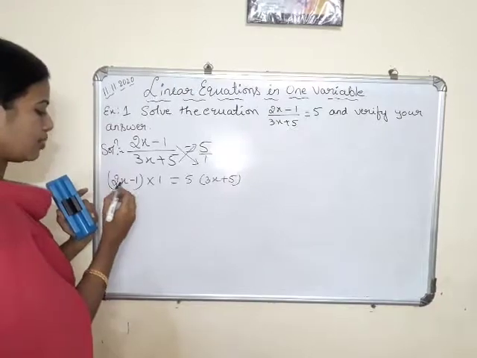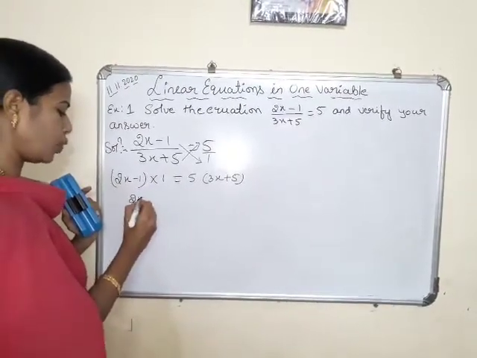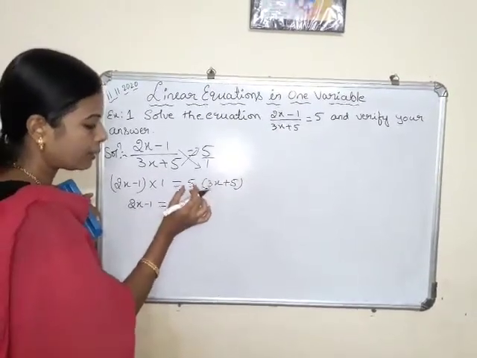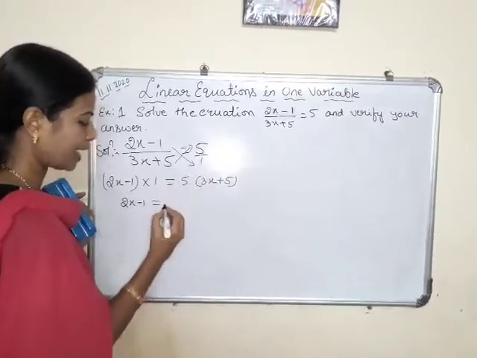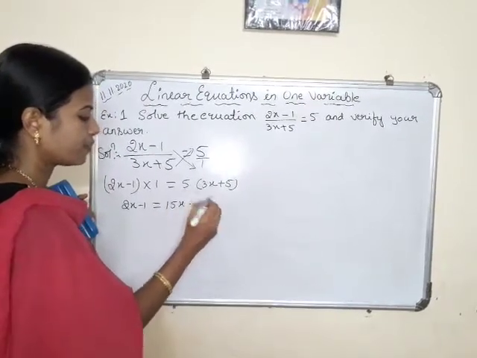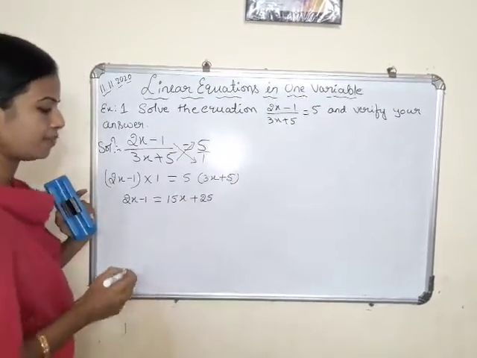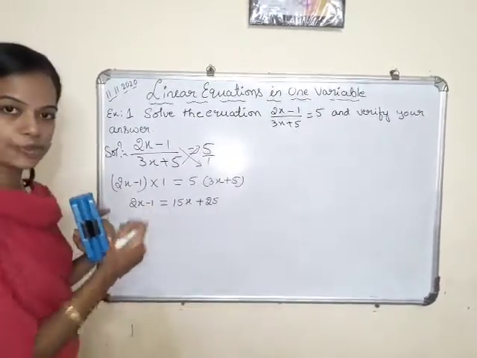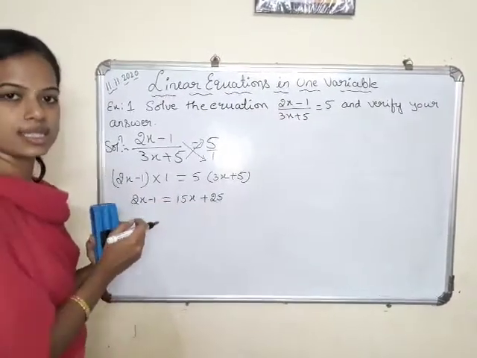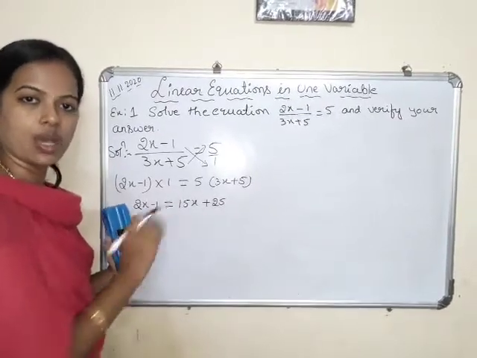Next, simplification. By multiplying 2x minus 1 into 1, you will get the same 2x minus 1, as it is, equals to. Now multiply 5 inside the bracket, you will get 15x plus 25. 5 3s are 15, x as it is, 5 5s are 25. The next step, transposing the terms. Nothing but take all the x terms to one side and all the constant numbers to another side.